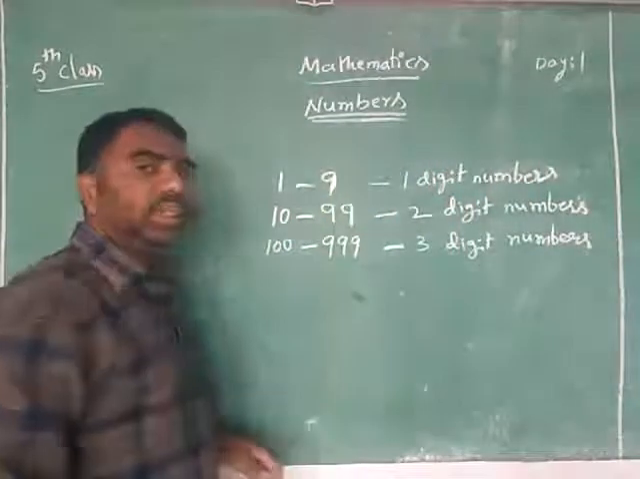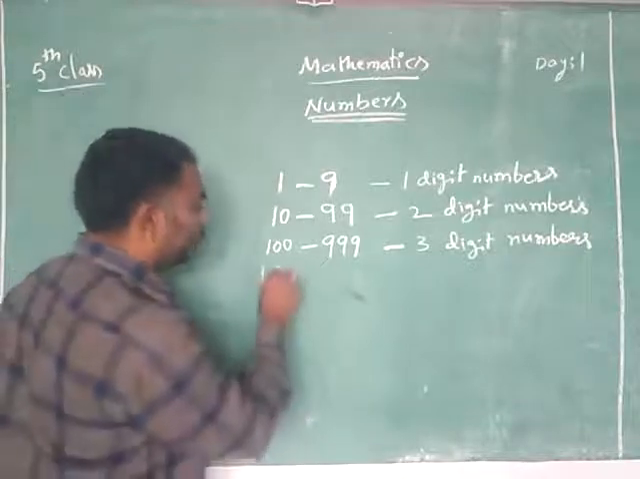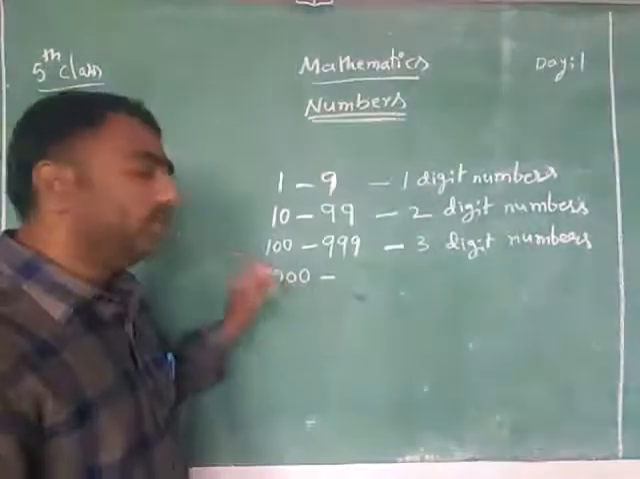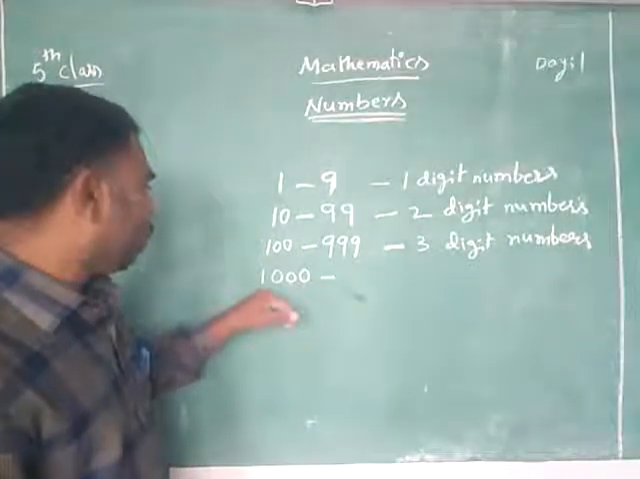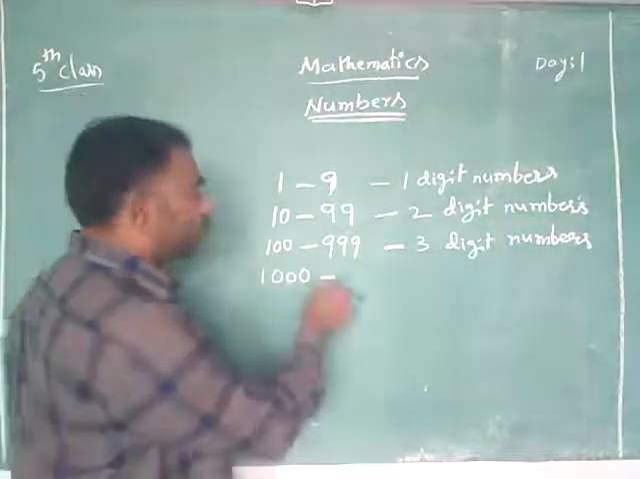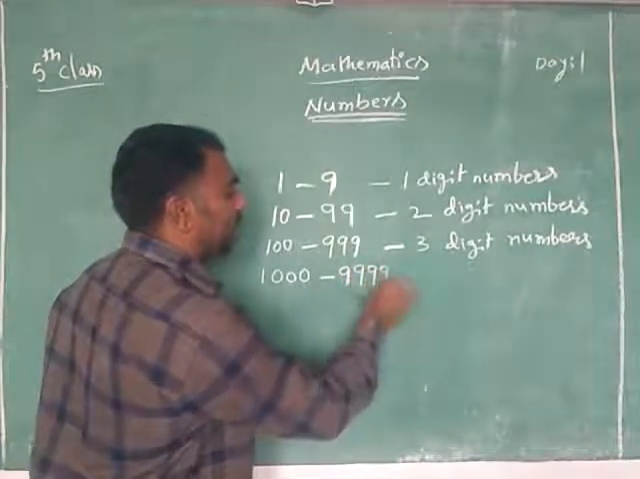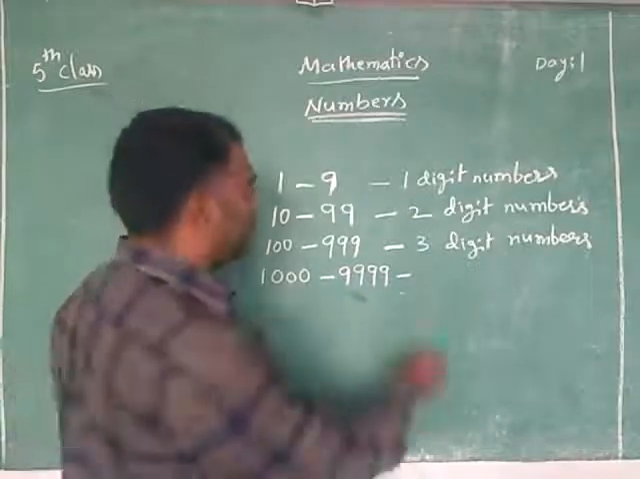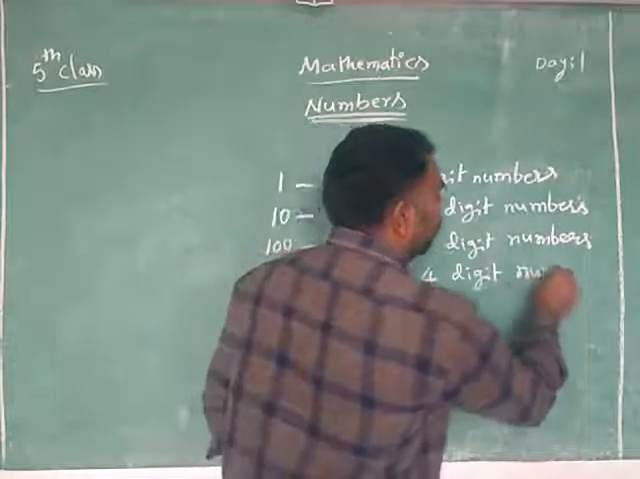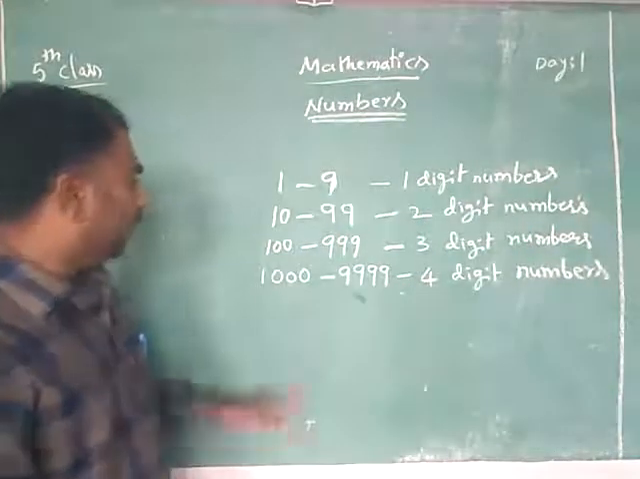Next, after 999, the number is 1000. We write it as 1000. How many digits are there here? 1, 2, 3, 4. Four digits. These 4-digit numbers end at 9999. So these are all called 4-digit numbers.